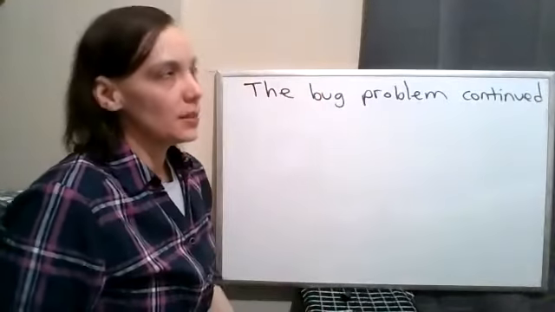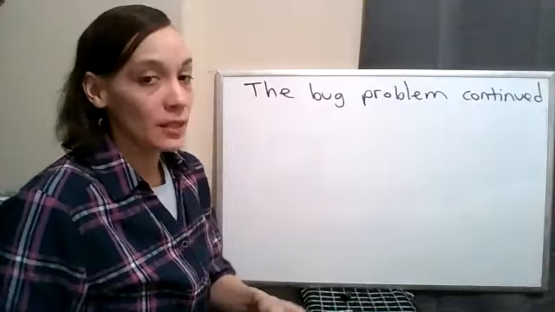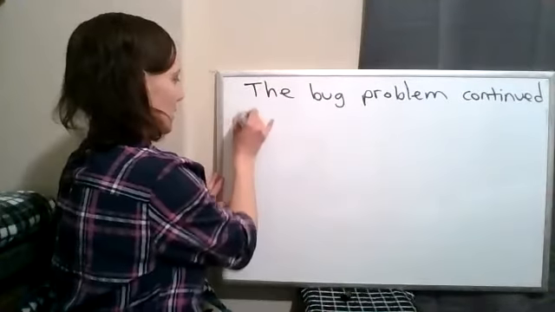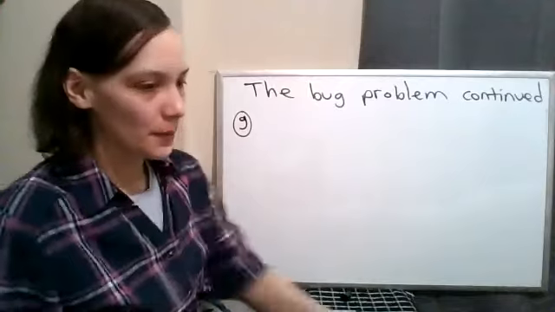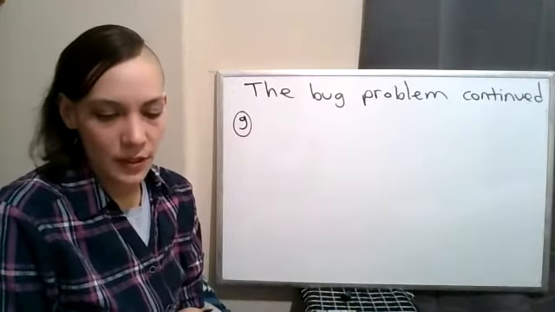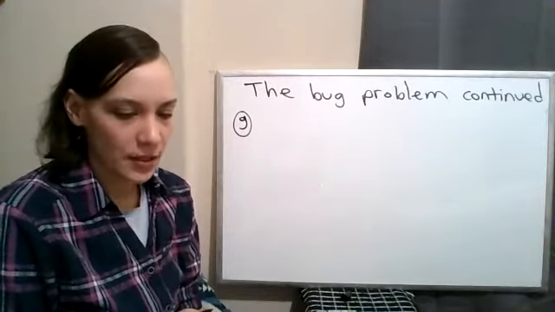So let's see, we said A, B, C, D, E. We did part F, so this is part G. Okay, we want to determine when the bug speeds up and slows down.